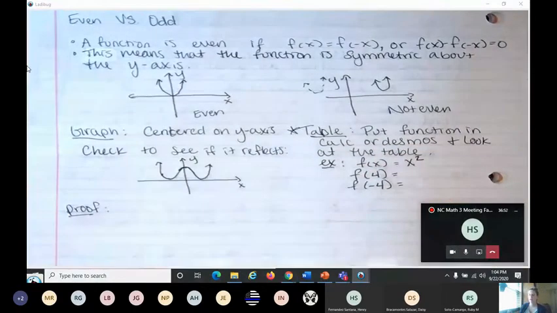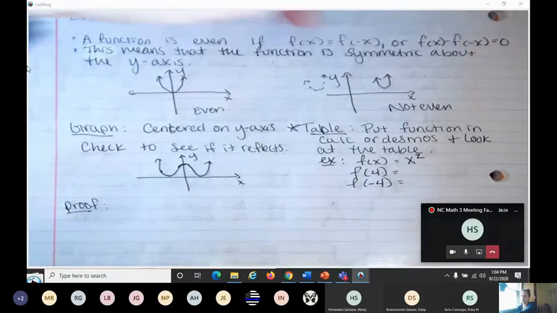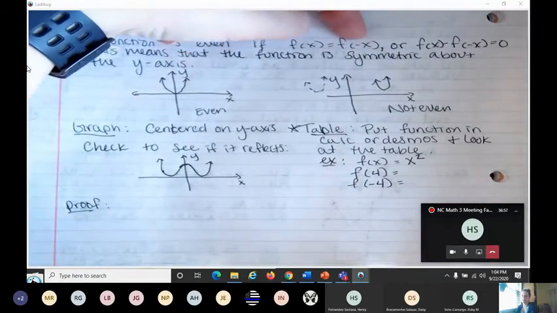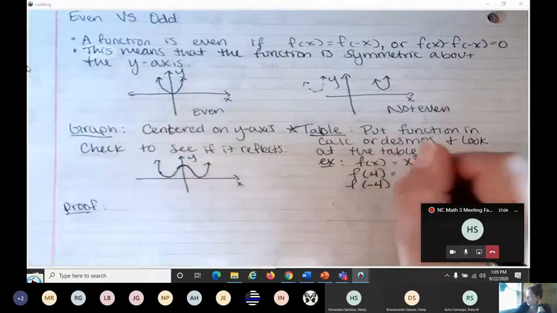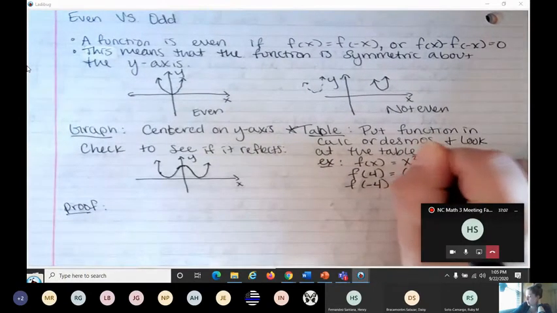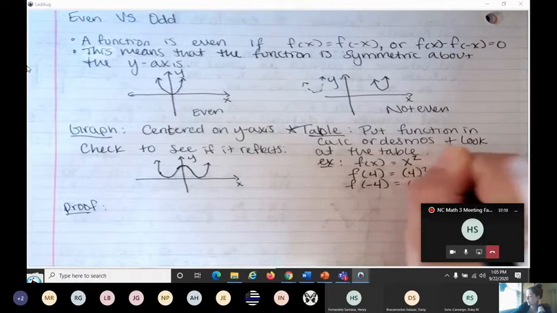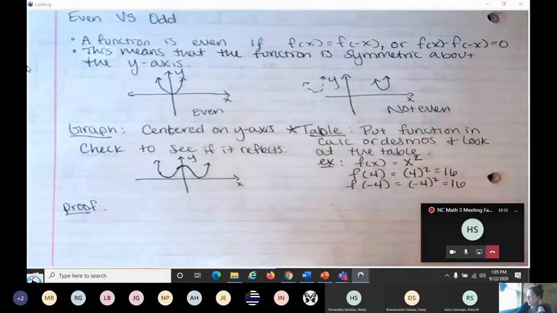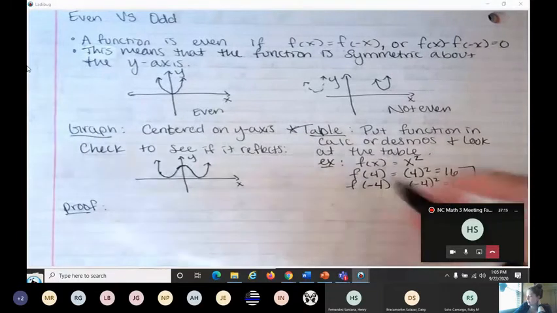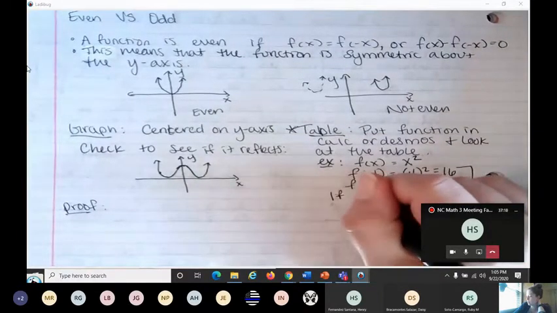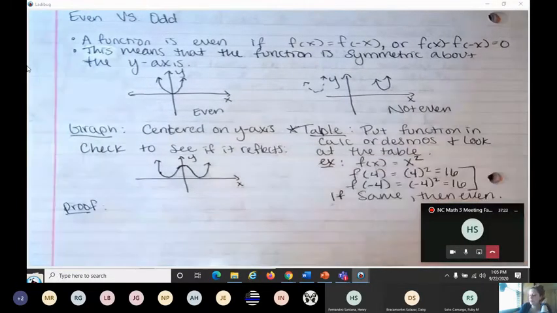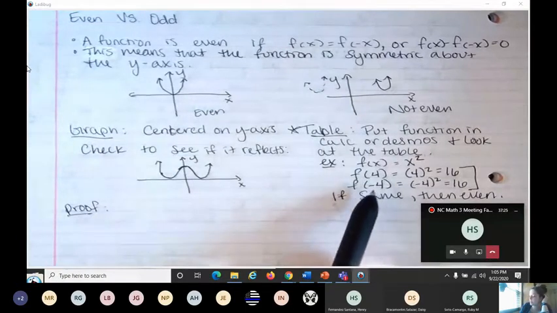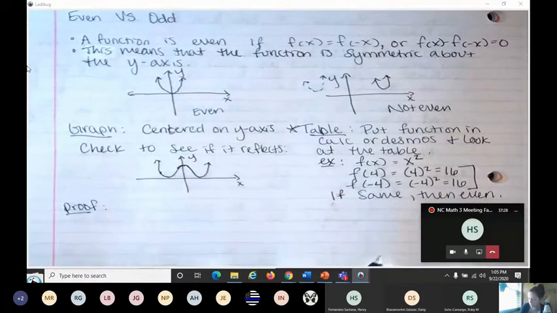I picked that because that looked like this definition up here. And if you get the same value, then you have an even function. So when I have 4 squared or -4 squared, I should get 16 either way. So if they are the same, then it's even. And you can do that with any two numbers, but they have to be the same magnitude, opposite sign.